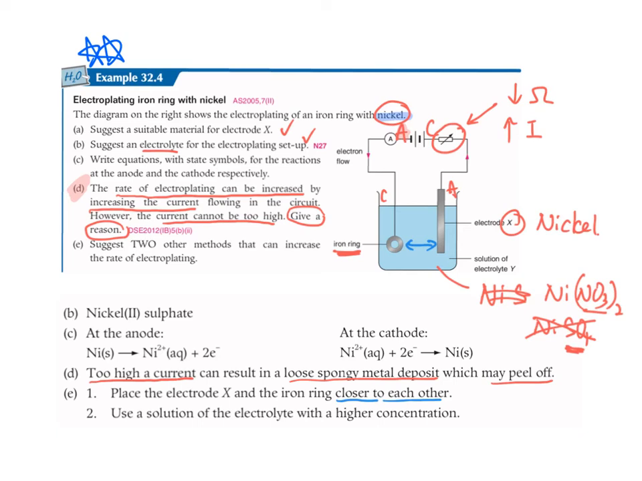So do remember, if the two objects are far apart, the electrolysis process will be very slow. If you put them closer to each other, the electroplating process will be faster. Other than that, easy, if you have a solution with a higher concentration, you can also increase the rate of electrolysis. And of course, you can also increase the voltage of the battery, like using more batteries. Okay, so that's all for this area.